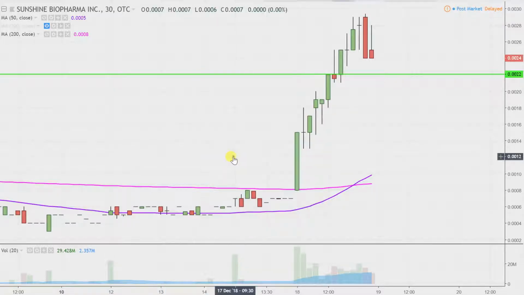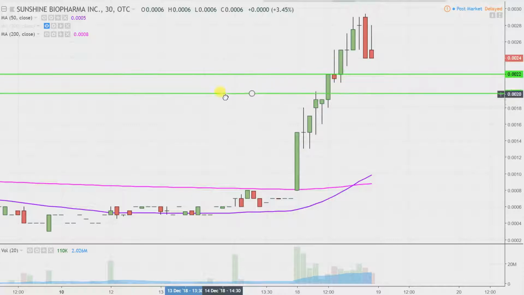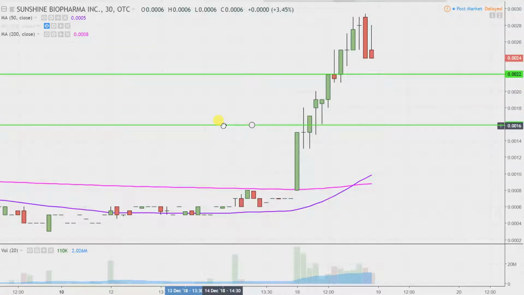Next level of support after that, in the event that area cannot hold, is down here at 0016. So 0022, 0016, two of the near-term levels of support there.